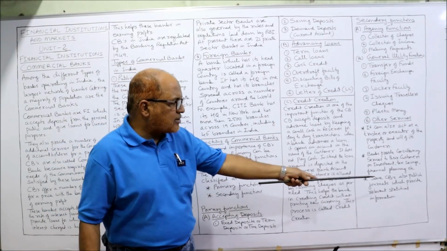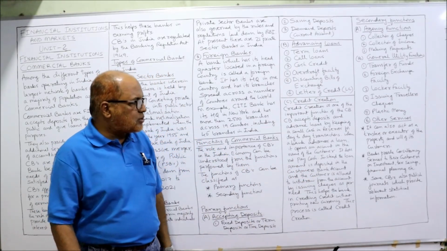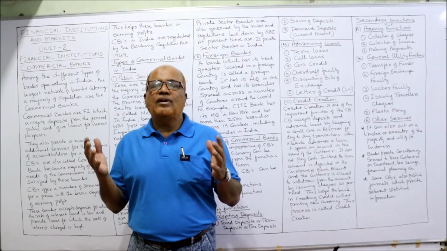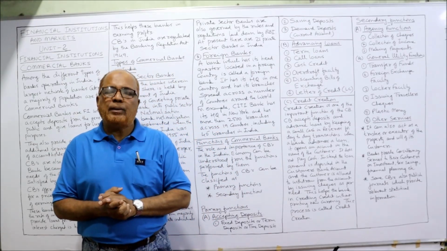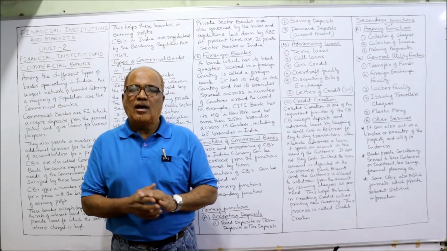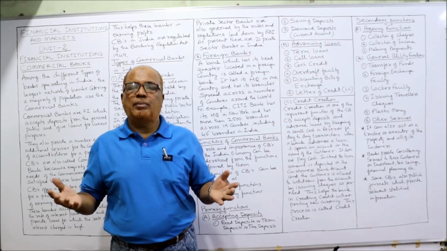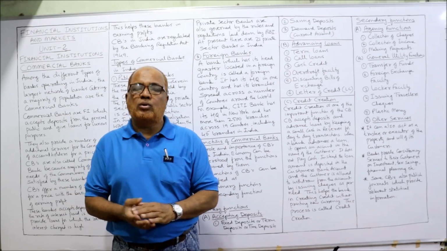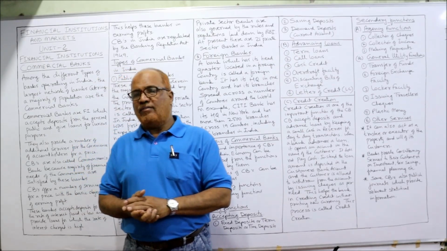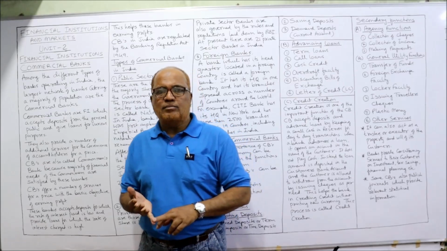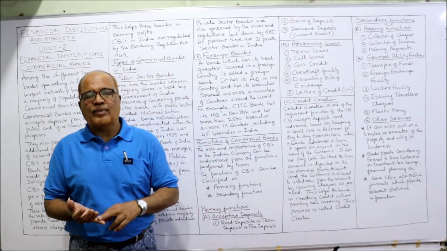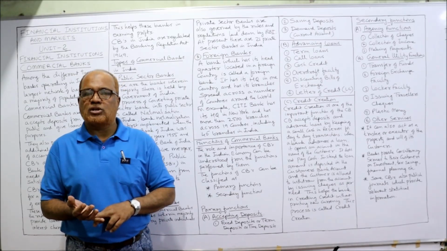Then some commercial banks also publish journals which provide statistical information. Nowadays, a lot of information is required by the people. So these commercial banks will make journals and provide them to the people so that the people can get information about the financial system. So in this video, I have explained to you the meaning of the term commercial banks, what are the different types of commercial banks, and what are the functions of commercial banks.